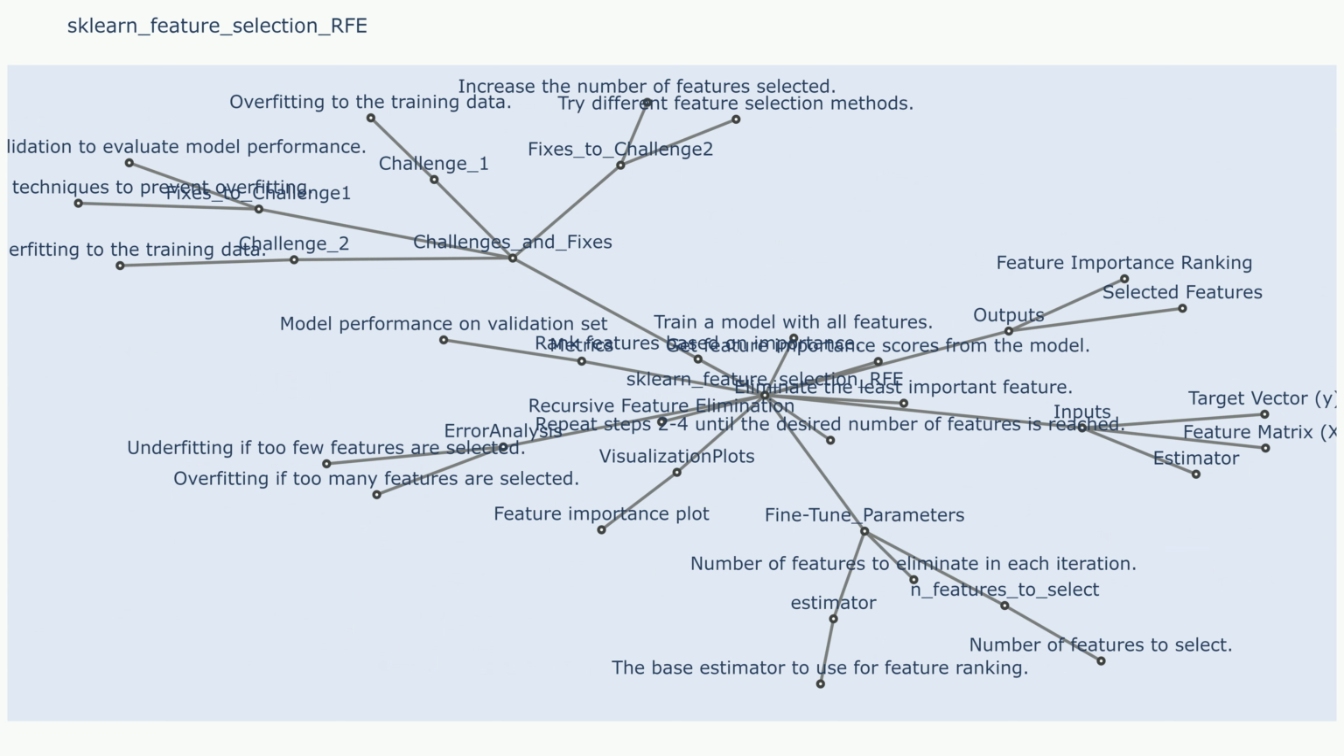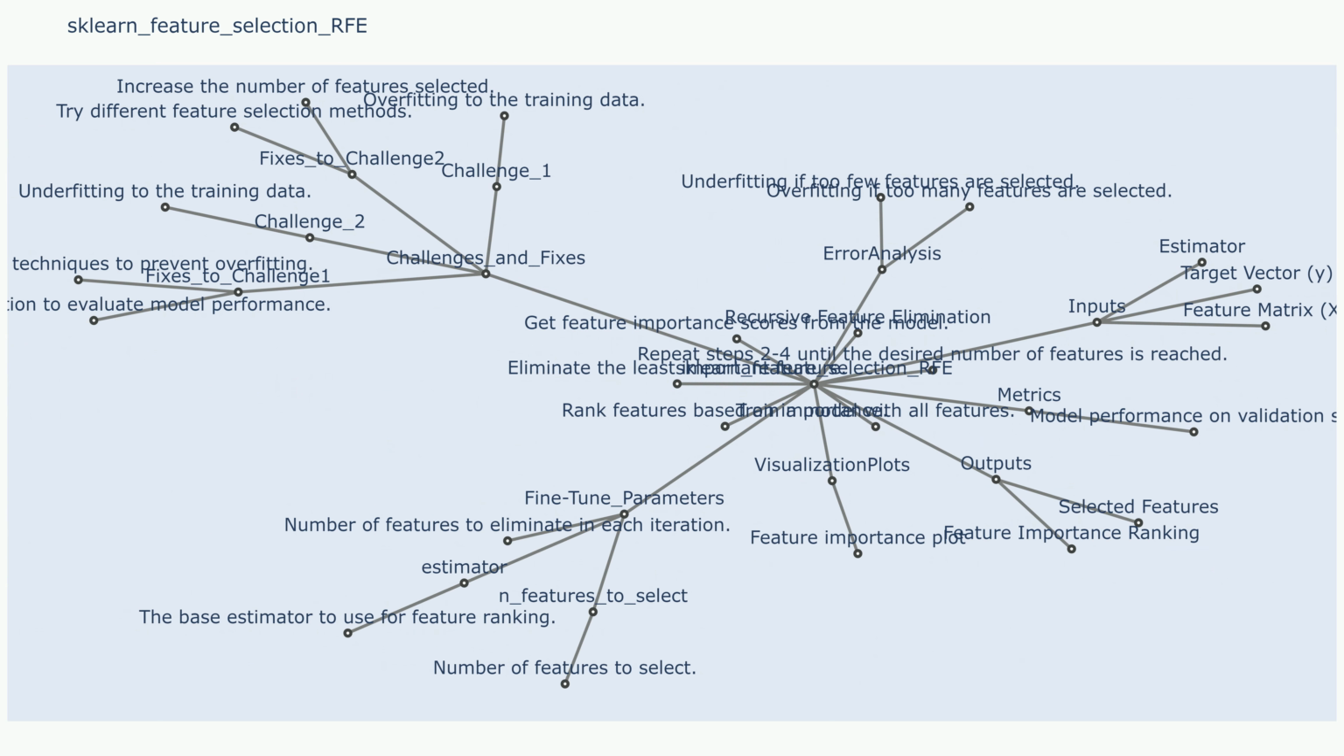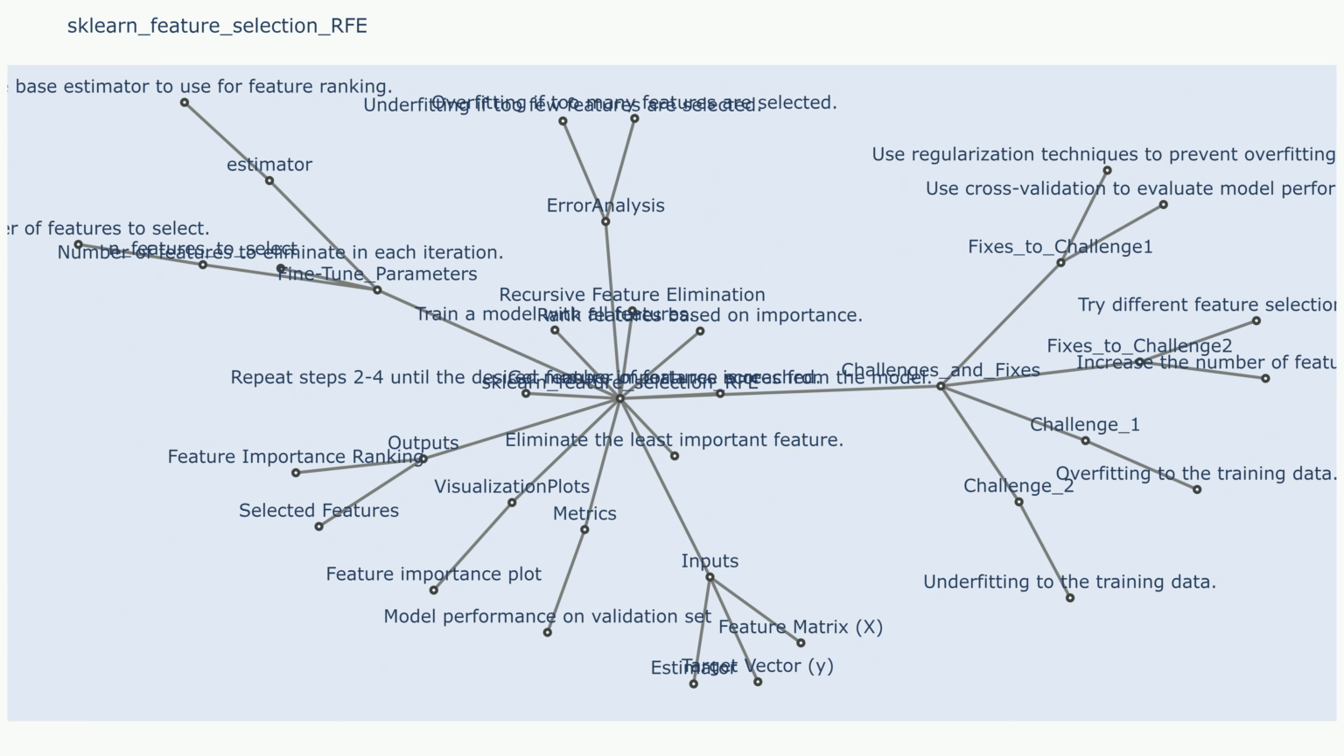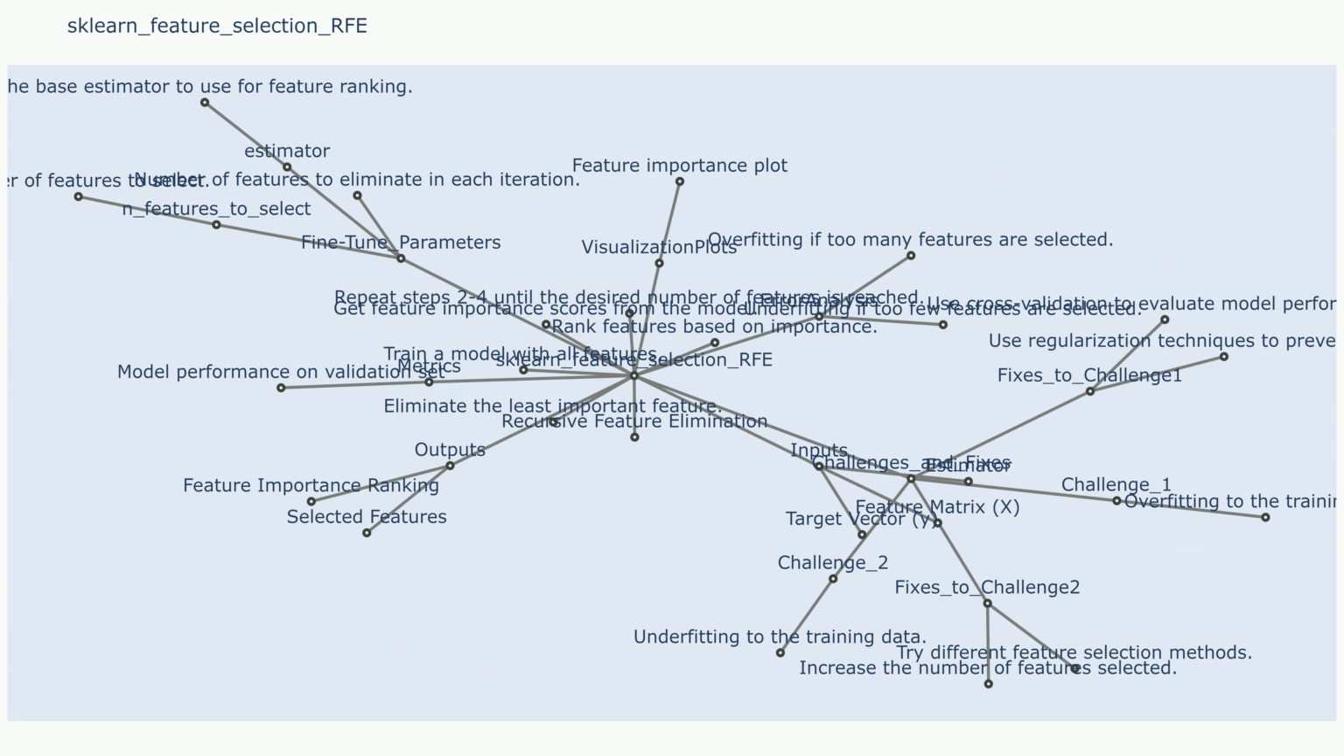Metrics. Accuracy: the accuracy of the model on a holdout dataset. F1 score: a metric that combines precision and recall, useful for evaluating models with imbalanced datasets. AUC, area under the curve: a metric used to evaluate the performance of binary classifiers, representing the area under the ROC curve. Visualization plots. Feature importance plot, a bar chart showing the importance score of each feature. ROC curve, a plot that shows the true positive rate against the false positive rate for different thresholds.